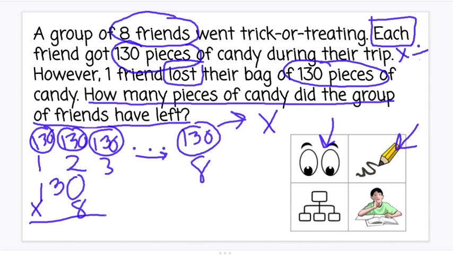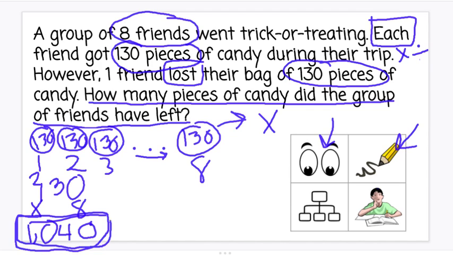8 times 0 is 0. 8 times 3 is 24. Carry my 2. 8 times 1 is 8. Plus 2 more is 10. So I know that the group collected 1,040 pieces of candy. Let's go back to the question to see if we're finished.